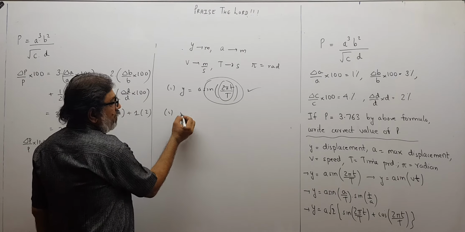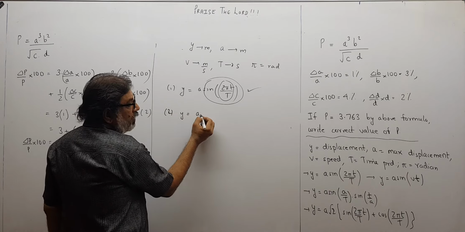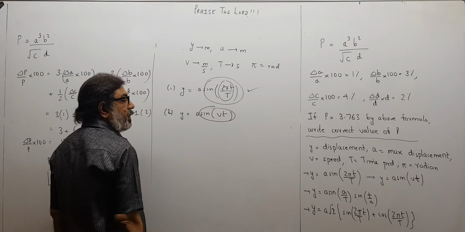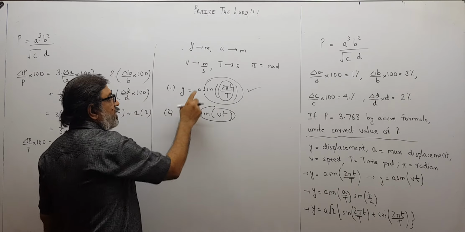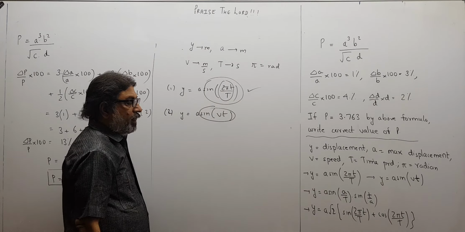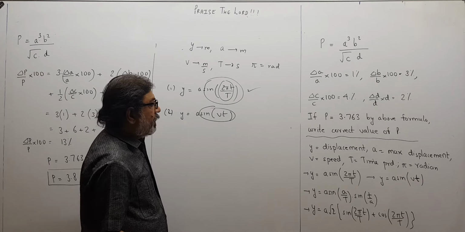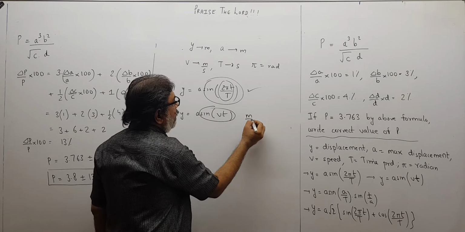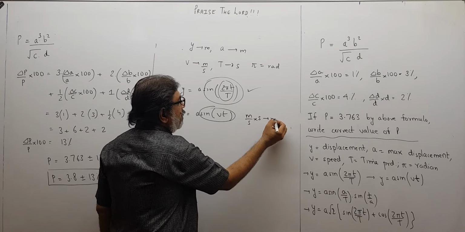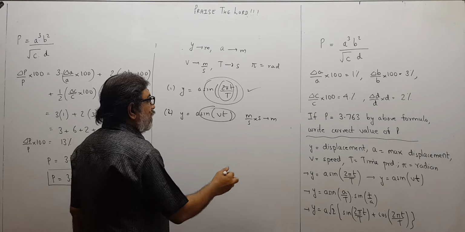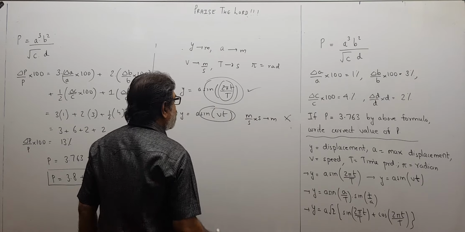Second one, it is said Y equal to A sine Vt. Now this has got no units. So Y and A should have same units, that condition is satisfied. Now this should have units of radian, sine theta, theta should be in radians. So Vt means meter per second into second, that will be meter. So sine of meter cannot exist, sine will exist only for radian. So this is supposed to be wrong.